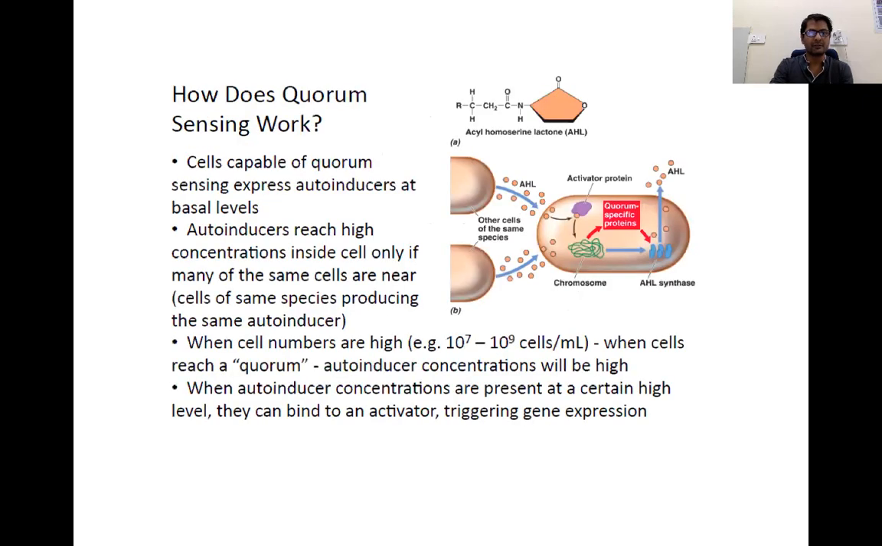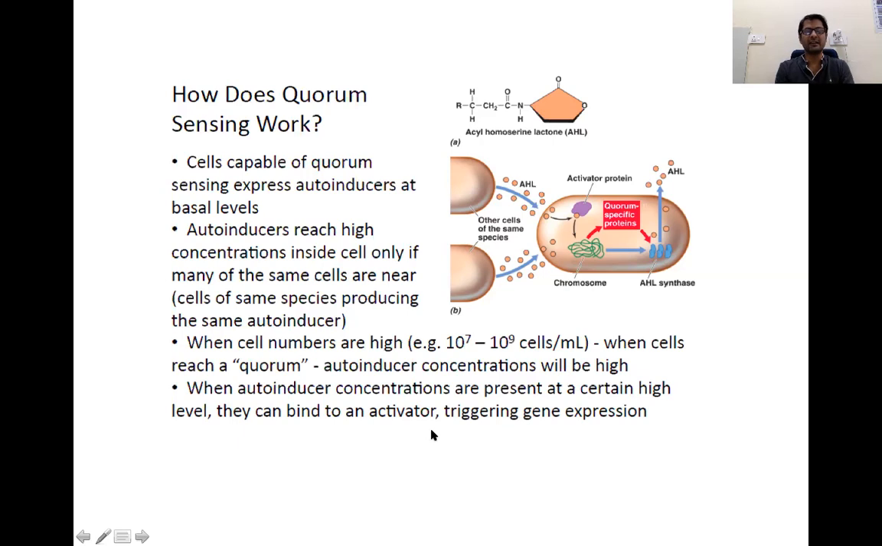Got it? So now, how does quorum sensing work? Cells capable of quorum sensing express autoinducer at a basal level. Autoinducer only accumulates if many of the same cells are near, cells of the same species producing the same autoinducer. When cell numbers are high, 10 raised to 7 to 10 raised to 9, when cells reach a quorum, autoinducer concentration will be high. When autoinducer is present at a certain high level, it can bind to an activator and trigger gene expression. So this is the phenomenon, right?